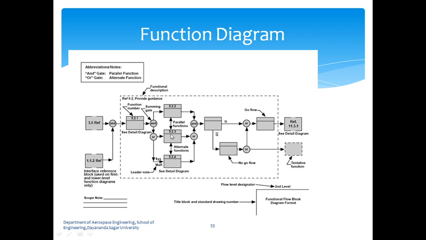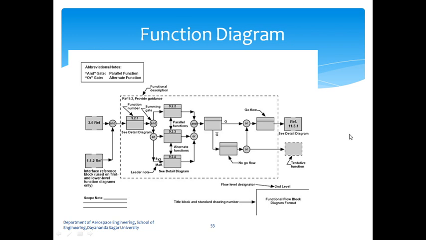To differentiate the parallel and the alternate, we use some gates. We call them the AND gate and OR gate. The AND gate is for the parallel function, and the OR gate is for the alternate. You all know that OR means either this or this. So when there is an alternate function, we just show it as the OR. Okay.